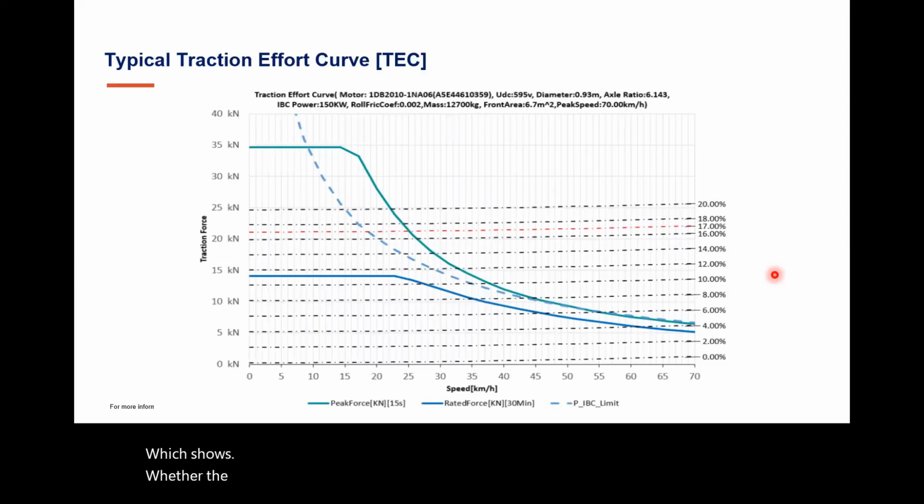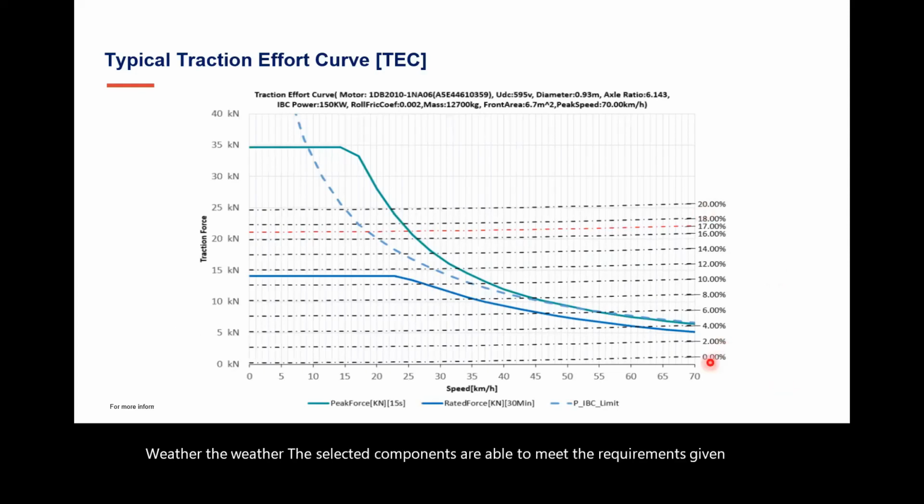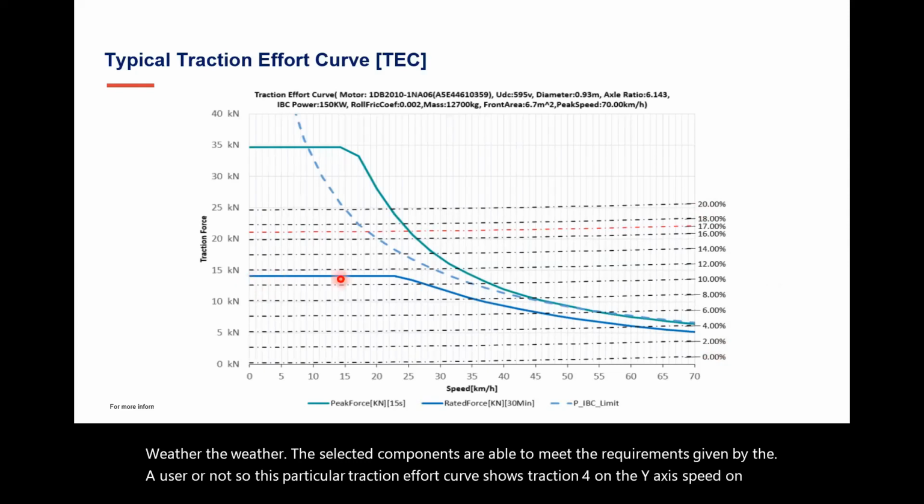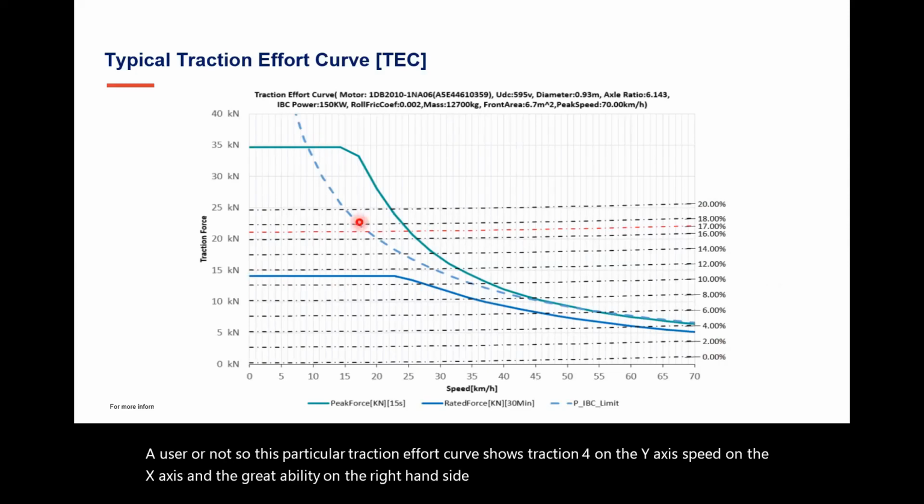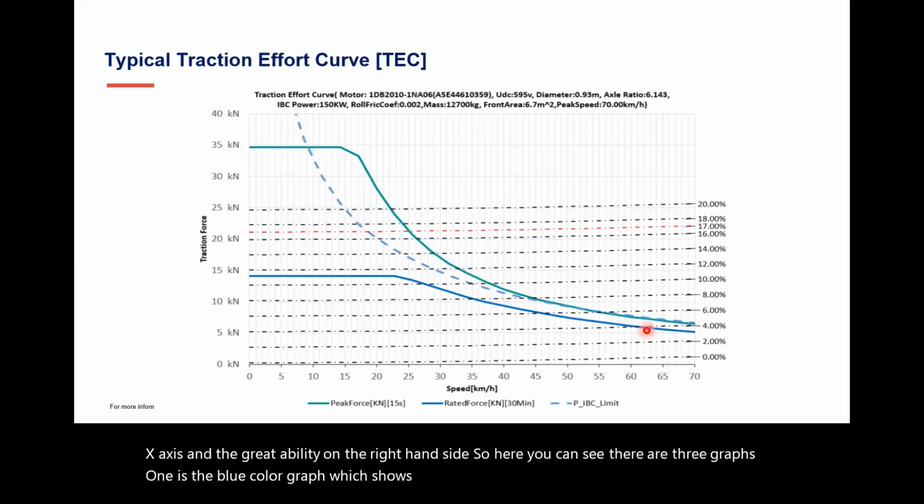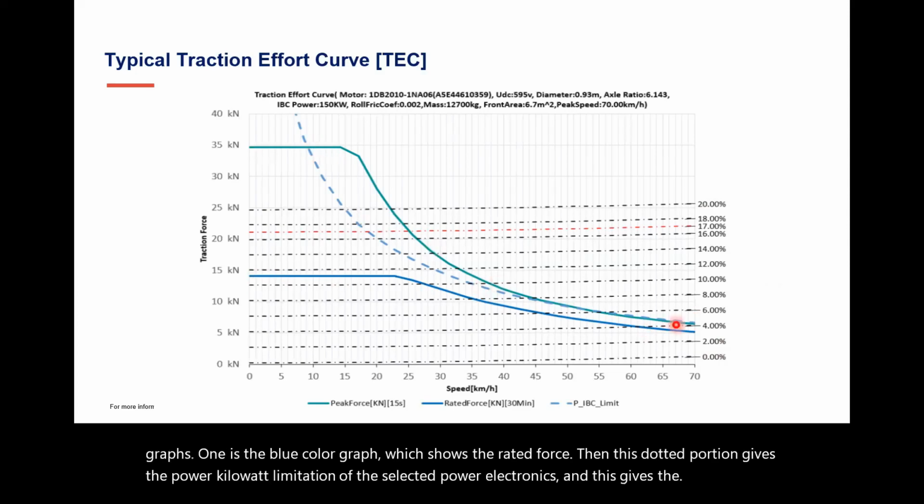So this particular traction curve has force on the y-axis, speed on the x-axis, and the gradability on the right-hand side. So here you can see there are three graphs. One is the blue colored graph, which shows the rated force. Then this dotted portion gives the power kilowatt limitation of the selected power electronics, and this gives the peak power limit which is possible.